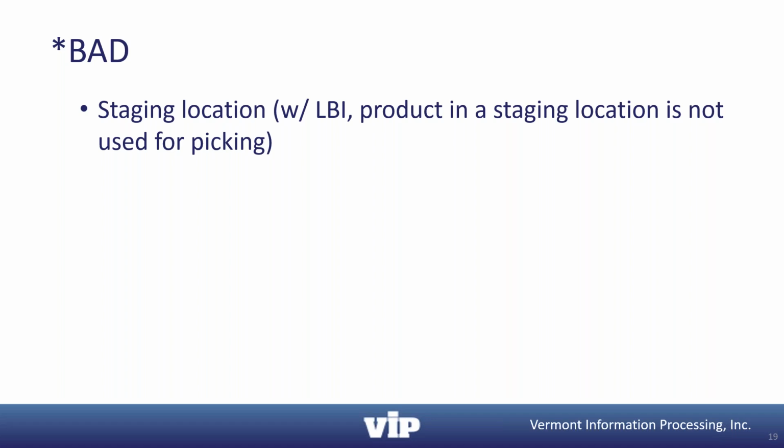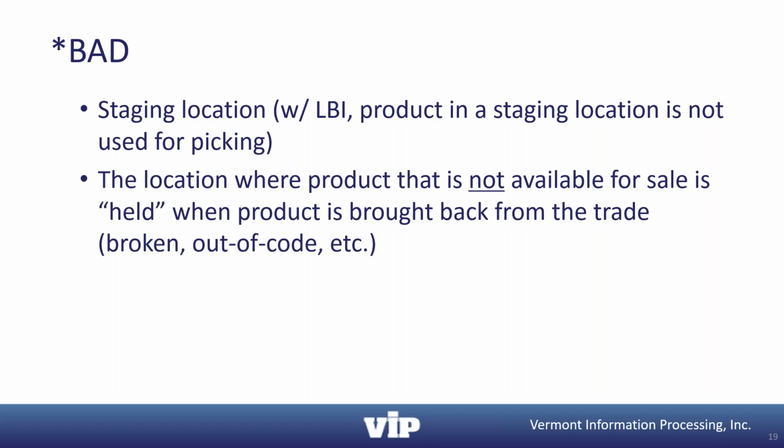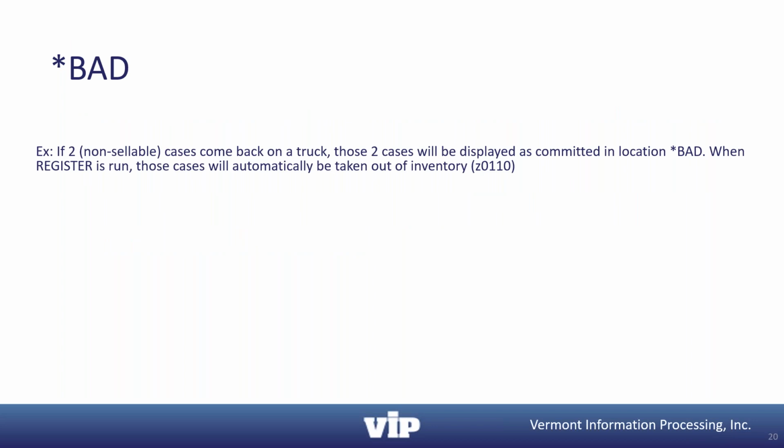Now the Star Bad location is also a staging location. This is usually created for product that is not available for sale. This really does depend on your setup in VIP and whether or not you're using this process. The majority of you should be using this. If you're using LBI, we would want you to be using the bad product coming back in and having that broken out during register. So let's take a look at what that looks like here.